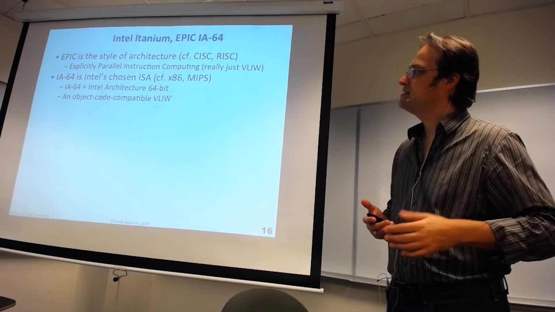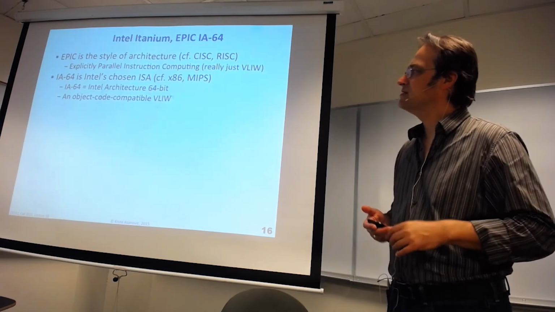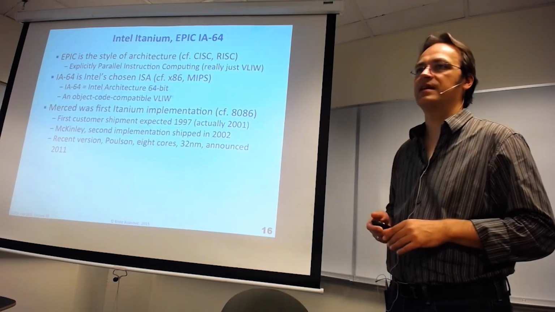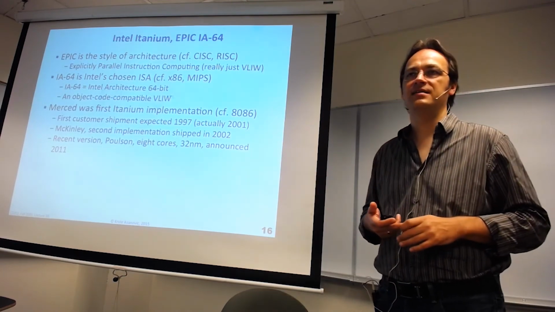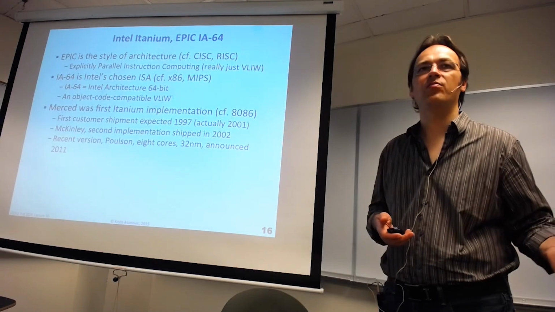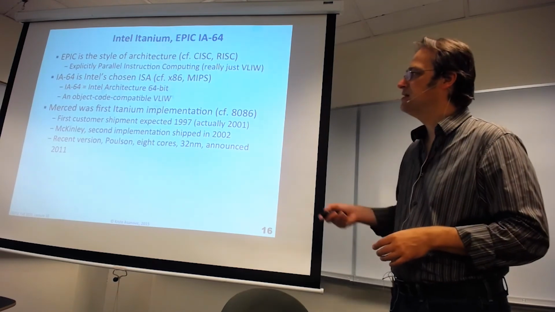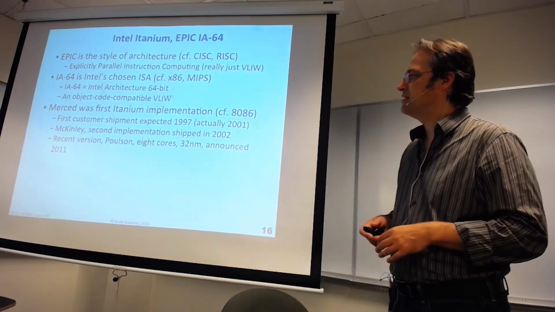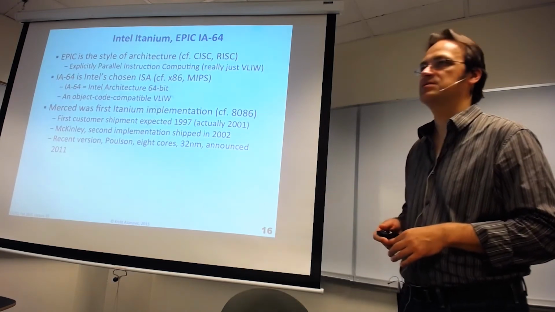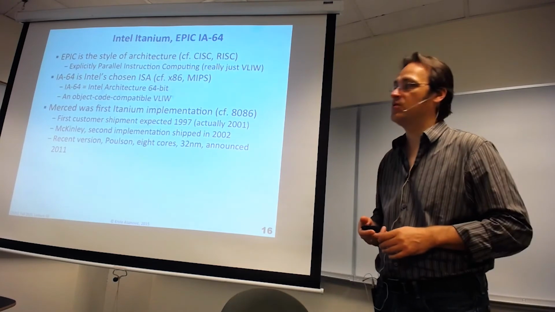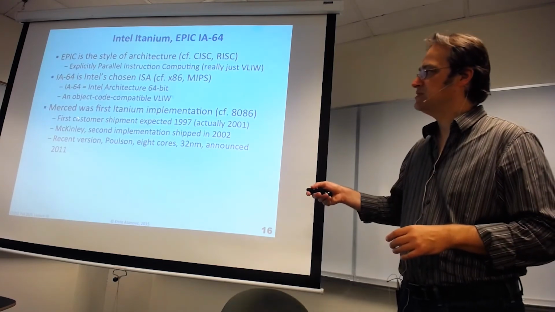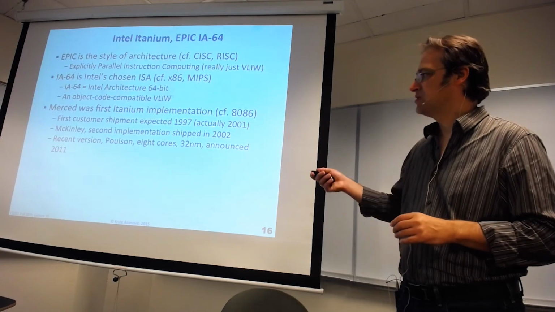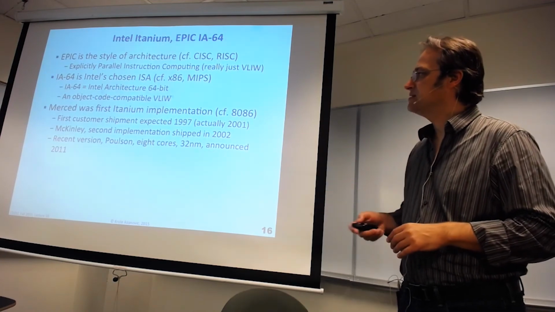So terminology, IA64 is the ISA definition, and it was designed to be an object code compatible VLIW, right? So unlike the classic VLIW, the notion was a single binary would live between generations of machine. Merced was the first implementation. It was supposed to come out in '97. It was 4 years late, came out in 2001, and performance was abysmal. It didn't really work very well at all. This was Intel's implementation. HP did an implementation called McKinley, which was much better, which shipped a bit later. And they're still making these.